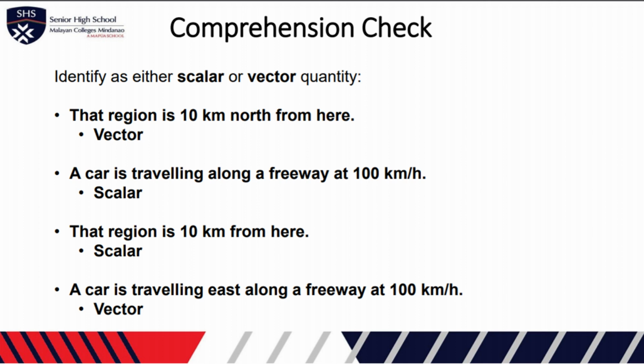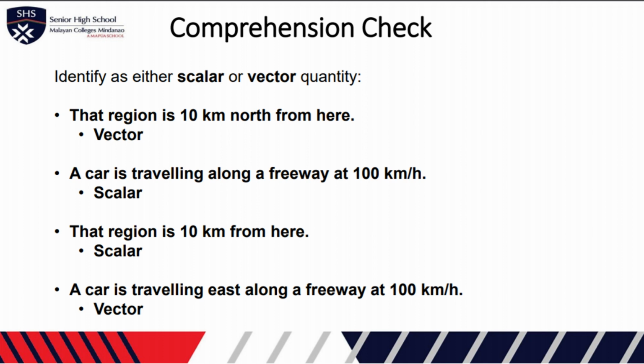Now let us have the second statement. A car is traveling along a freeway at 100 kilometers per hour. Is it a scalar or vector? It is a scalar because it only has magnitude, no direction at all. Third statement, that region is 10 kilometers from here. Again, that is a scalar, only magnitude is being presented.